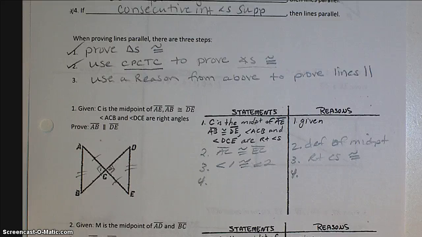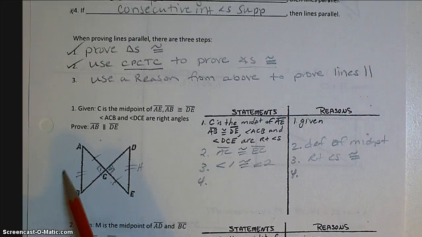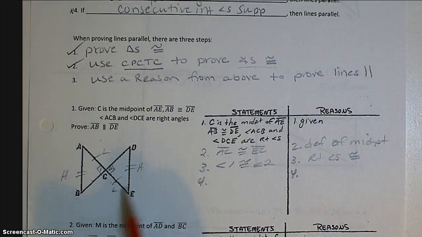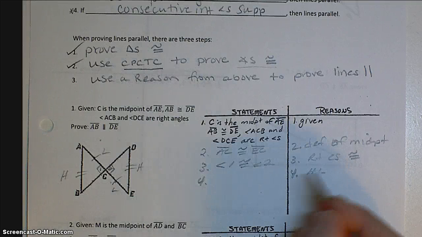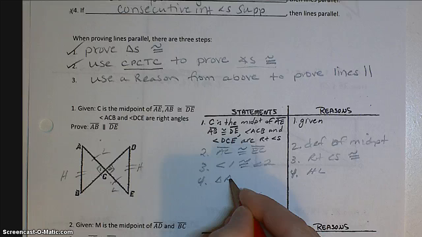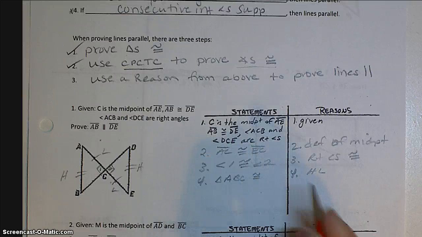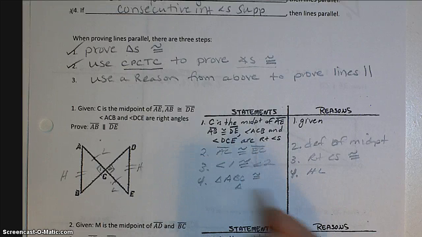Okay, now we need to think of a way to prove the triangles are congruent. So first of all, I have a right triangle and two sides. One of them is the hypotenuse, the other one is the leg. So this is kind of like what we did the previous day in our last lesson. We learned about HL.